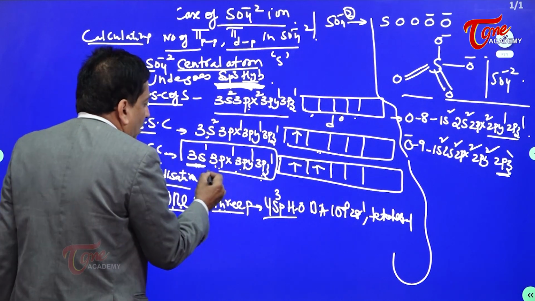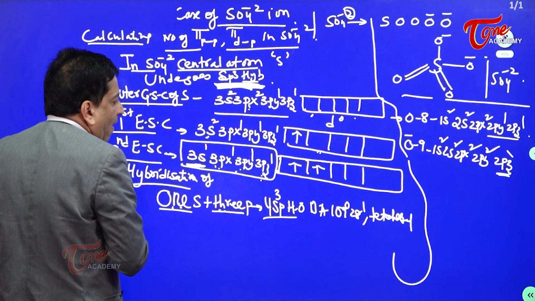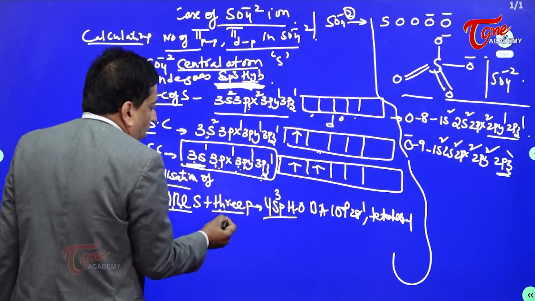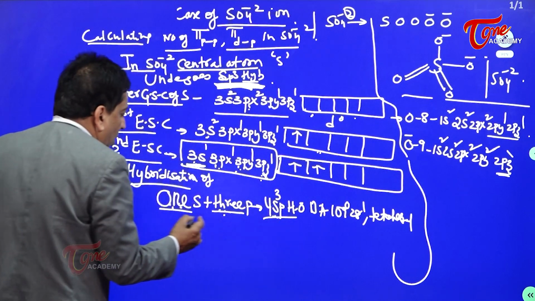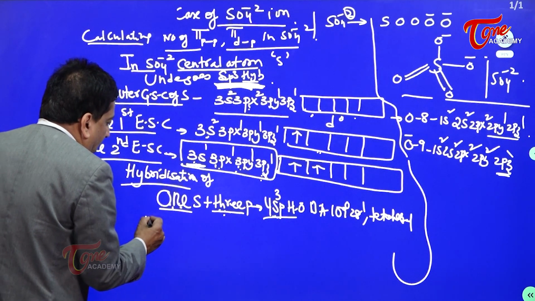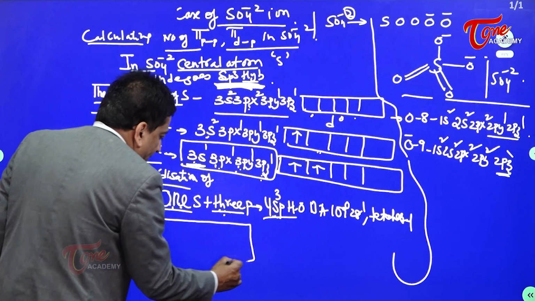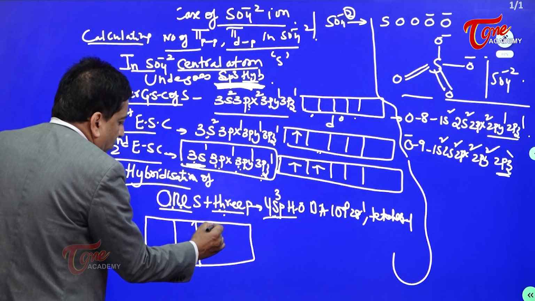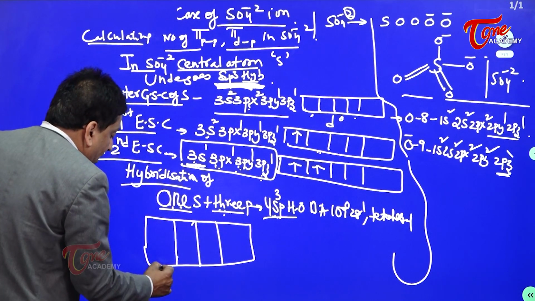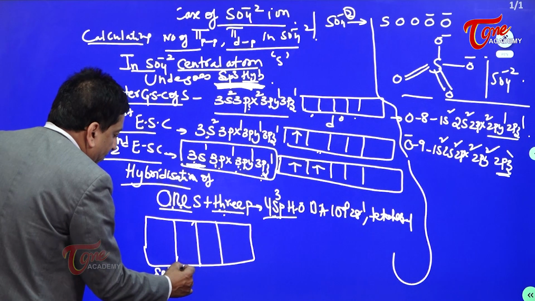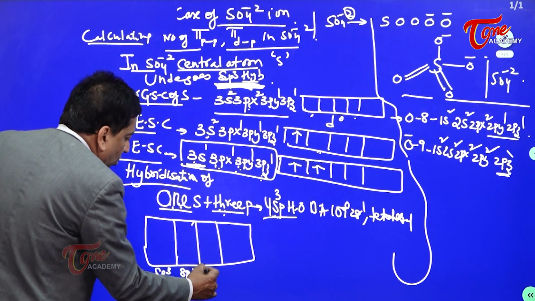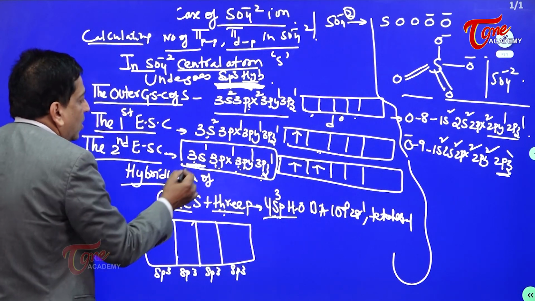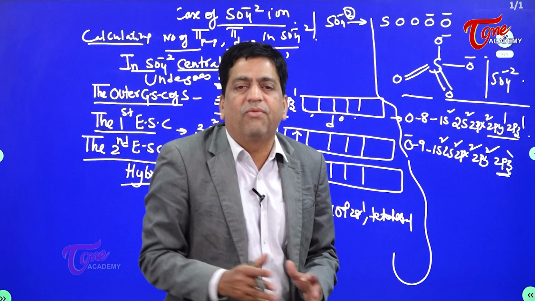So I want to lock it. This is the hybrid lock. One 3s and three 3p's will undergo hybridization, giving you 4 sp3s. So if I write the hybrid lock, I have 4 sp3s: 1, 2, 3 and 4. Now, what are these? These are sp3s. How many sp3s? 4 sp3s, because it is 1s and 3p's.